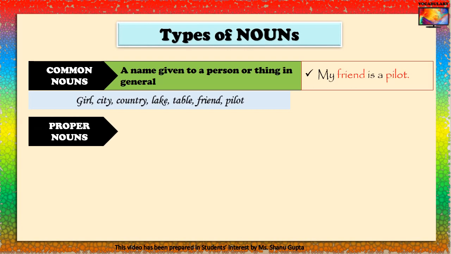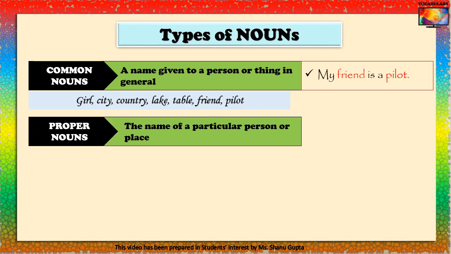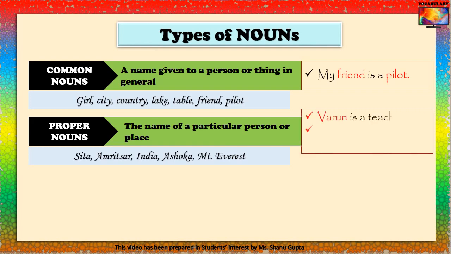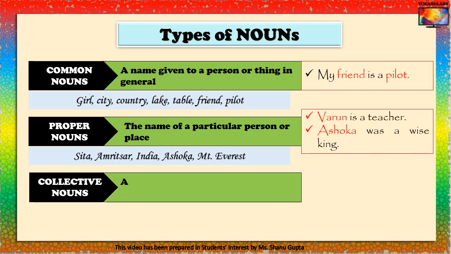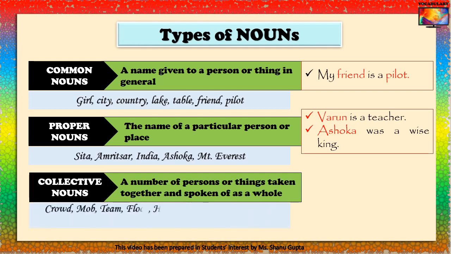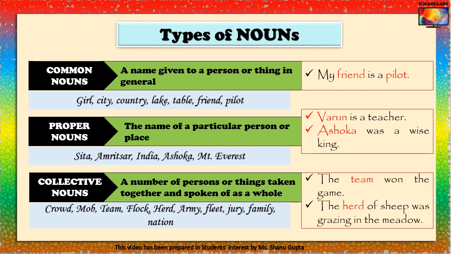Then we have proper nouns, which are the names of particular person or place, like perhaps Sita, Amritsar, Ashoka, or Mount Everest. The third type is collective noun, which stands for the name of a group or collection of persons or things, like crowd, mob, team, flock, herd, army, fleet, etc. are all collective nouns. When we say the team won the game, the word team is a collective noun. So is the word herd in the next sentence. The herd of sheep was grazing in the meadow.